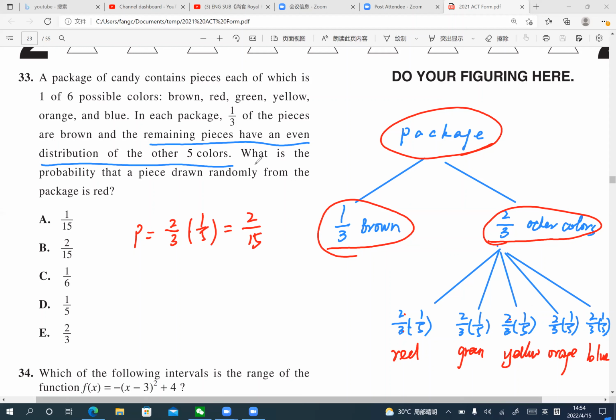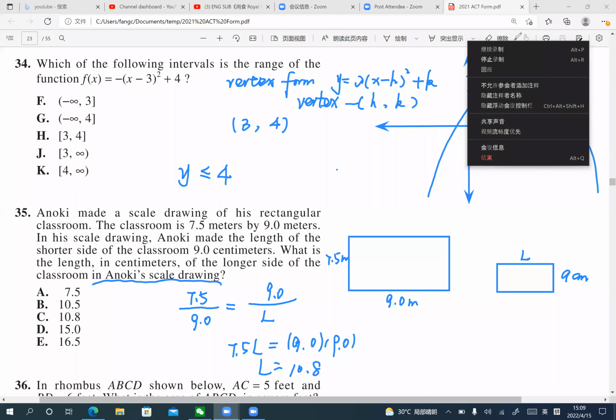So the question: what is the probability that a piece drawn randomly from the package is red? From the illustration, we can tell the probability of red should be equal to 2/3 times 1/5, which is 2 over 15. So we should choose option B, question 33.